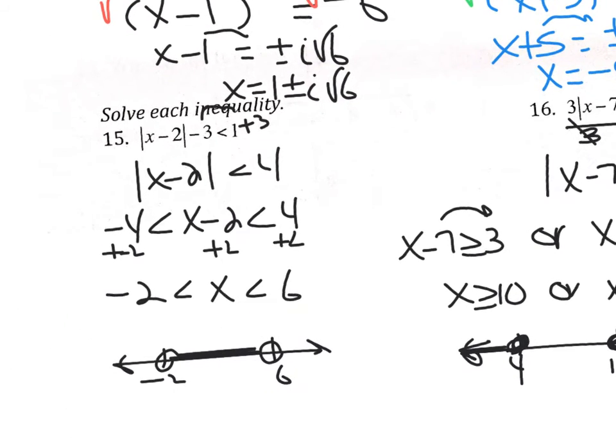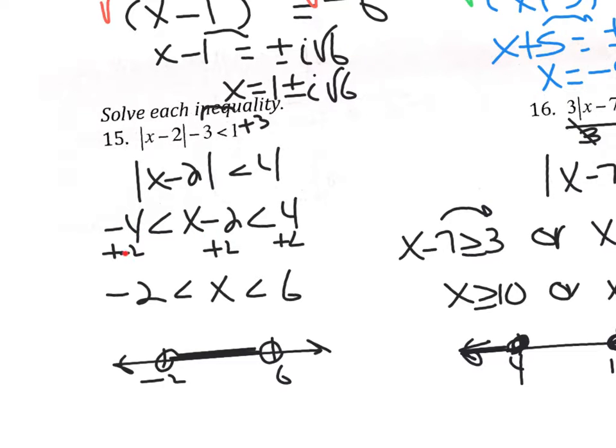15 is less than. First thing you've got to do anytime you have absolute values is get it by itself. Move the 3 over first. It gives me 4. When you take the bars away, it's an "and." Just write it all together like this, but put a negative 4 on the other side.